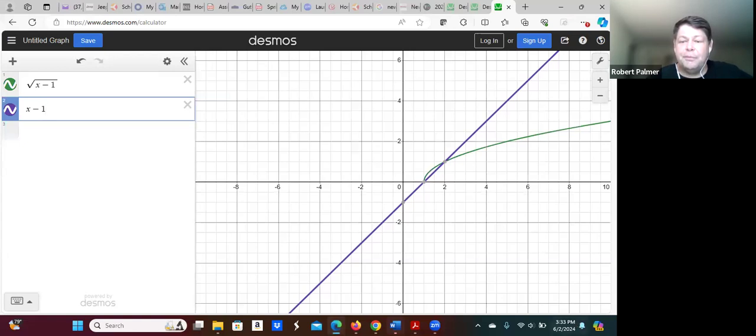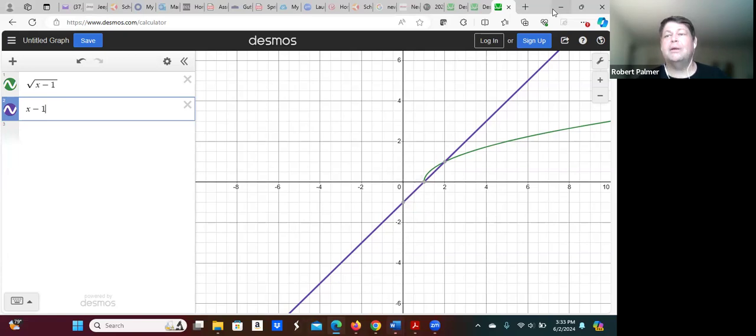All right. So what I said was that when x is greater than 1, then I have this square root function. When x is less than 1, I have this linear function. Okay. So let's graph that. So now we have an idea what this looks like.